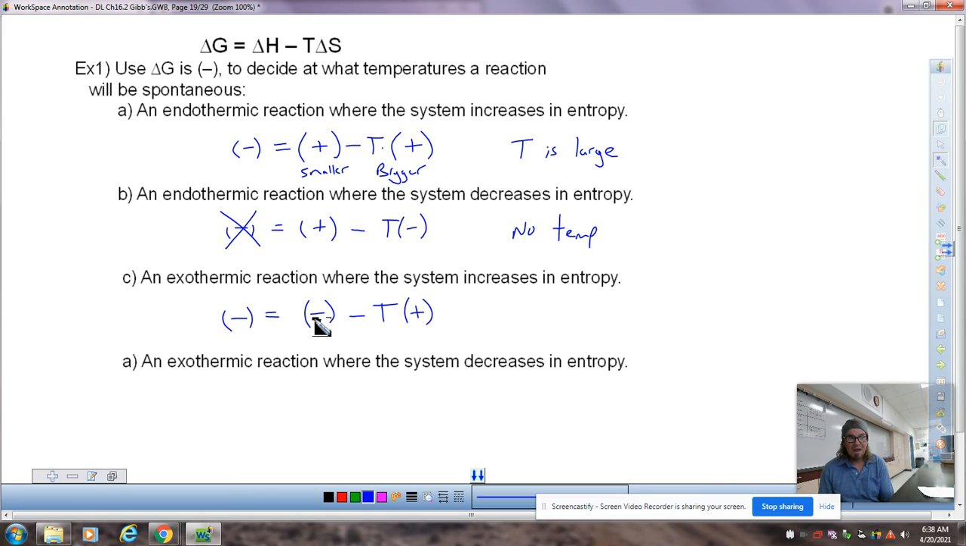Exothermic reaction, so now we have a negative delta H minus an increase in entropy, so that's positive. So you have a negative minus, or in other words, we could say a negative plus another negative value. Looks to me like there's always going to be a situation. So at any temperature, this reaction will occur.